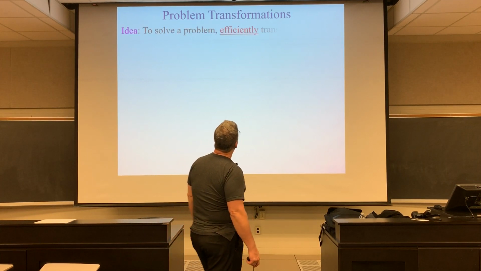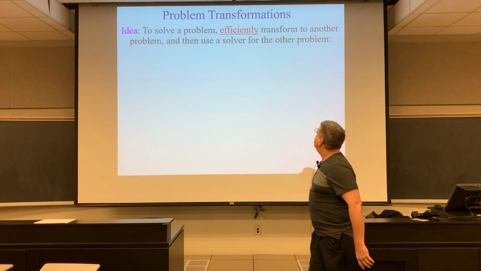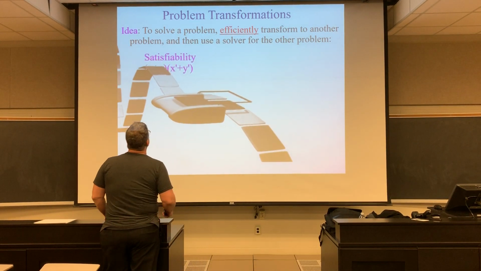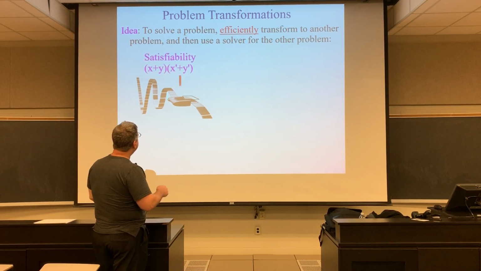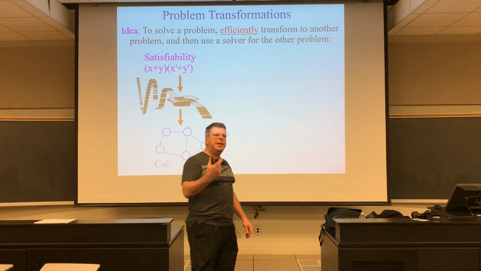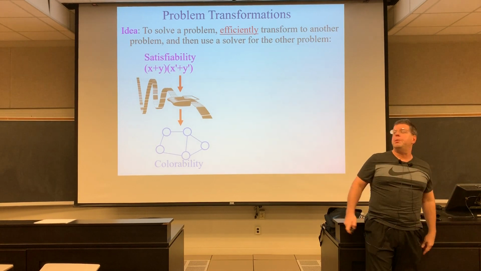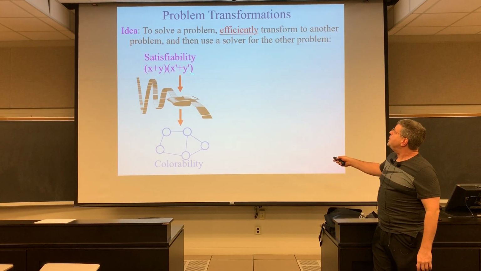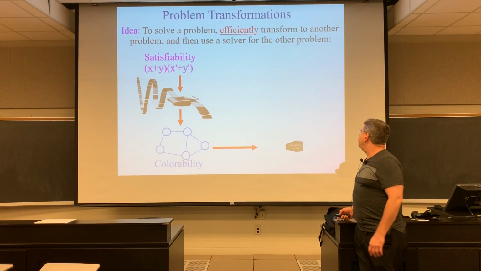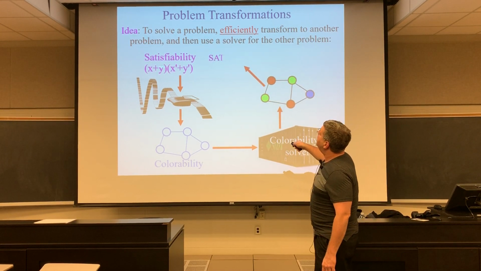Okay, so problem transformations. Let's talk a little bit about that some more. To solve a problem, we efficiently transform it to another problem, and then use a solver for the other problem to solve the first problem through this transformation. So we already mentioned that satisfiability could be reduced to graph colorability. And by the way, these little Turing machine kind of icons, I use them to denote a transformation. So it's some machine that crunches out the transformation of one problem to another problem. So you reduce or transform satisfiability to colorability, and then you feed the colorability instance to some solver for colorability, and it solves the colorability instance, and from that you derive back the satisfying assignment.